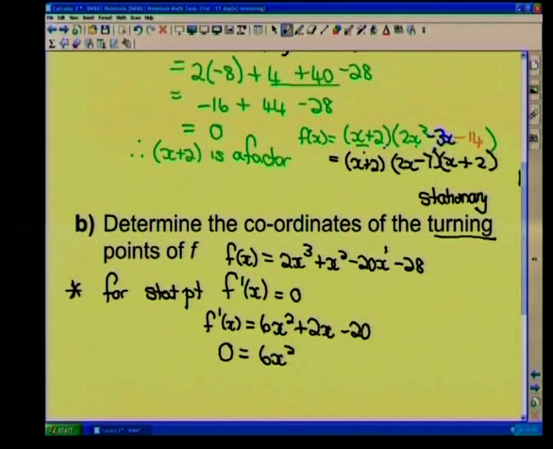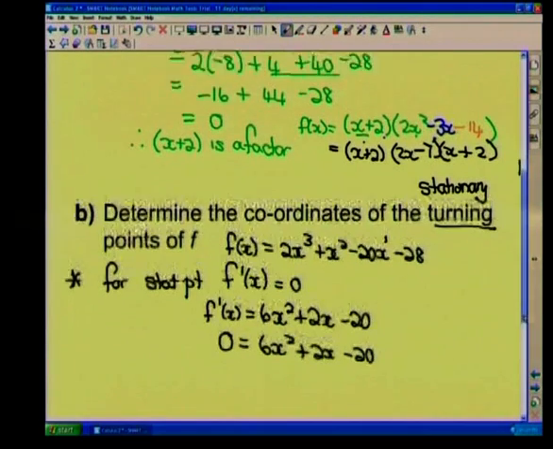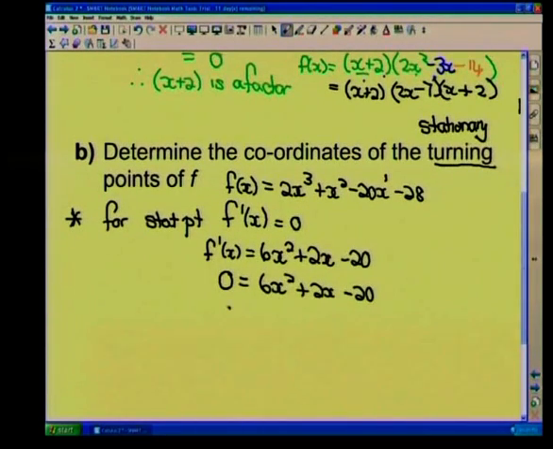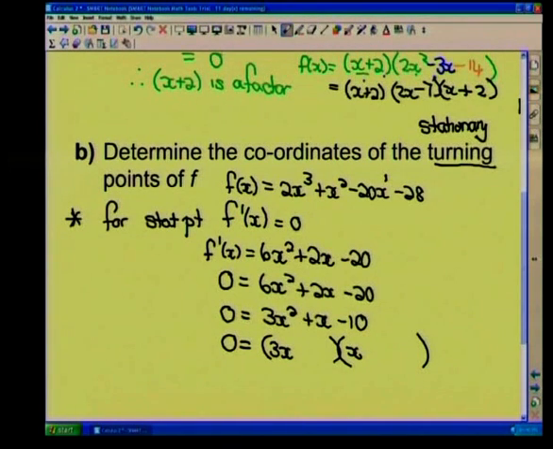Now if we look at this, we can see we can make our lives just a little bit easier, because we can say to ourselves, let's divide through by 2. If we do that, we've got 3x squared plus x minus 10, which is always easier to work with. And so here we go with our factorizing, 3x and x. We've got 2 and 5. We want to get a plus 1, so we need that. And so we get the answers x equals 5 over 3, or x equals minus 2.